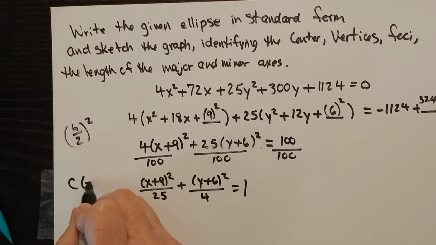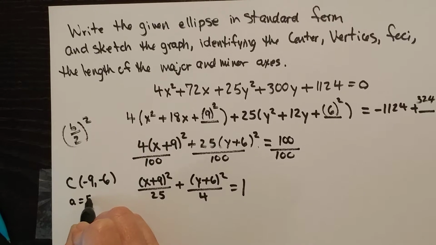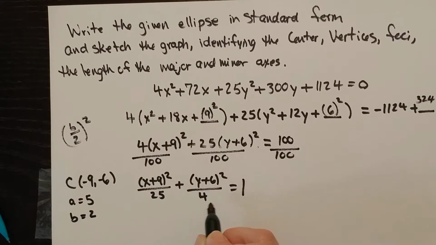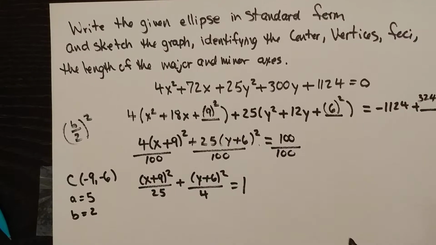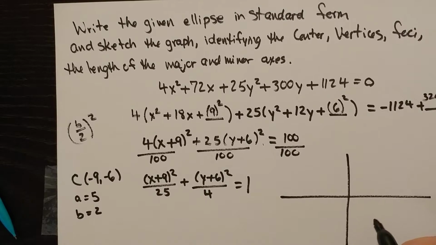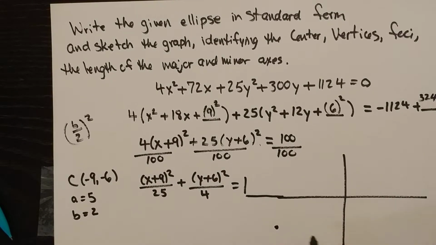The center is at (-9, -6). a is equal to 5 because this is a squared. b is equal to 2 because that's b squared. So we can graph our ellipse. Let's go over here to (-9, -6), and I'm just kind of ballparking this right here. So I'm just going to label this as my center.